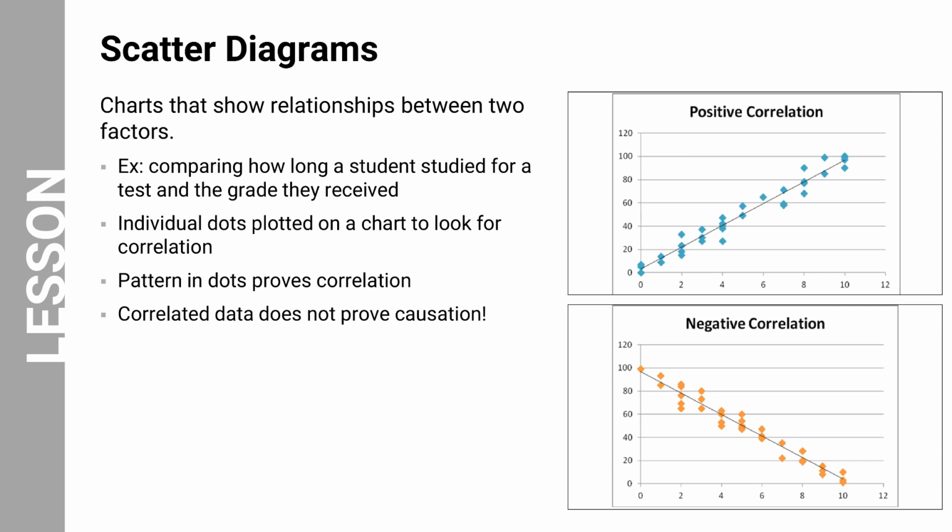Scatter diagrams are charts that show relationships between two factors or events. The diagram represents each data point with a dot on the chart, and patterns are found within the data. If there is a pattern in the dots, then it proves that there is a correlation between the factors. A correlation is any pattern discovered in data that suggests dependence between variables. A correlation does not always prove causation, the situation when one event always causes the occurrence of another event.